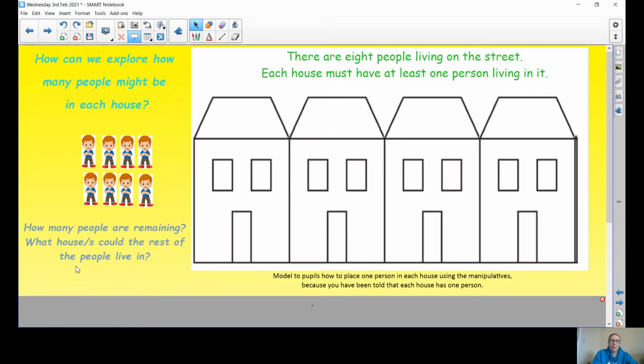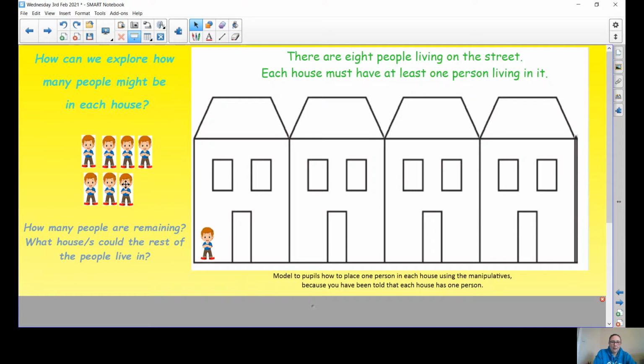Now here I've got a bit of a problem. How can we explore how many people might be in each house? Can you see that we've got 4 houses? And you can see we've got 8 little boys. So there are 8 people living on this street, and each house must have at least 1 person living in it. So let's do that first.